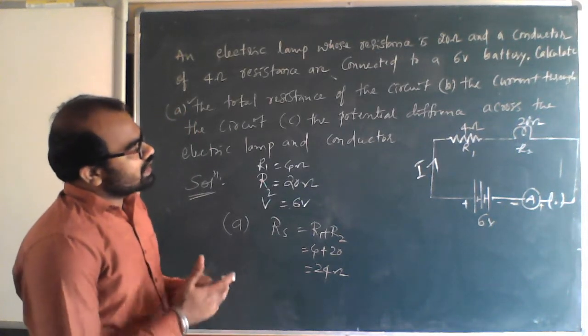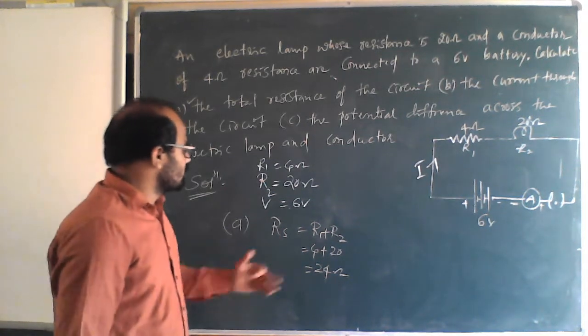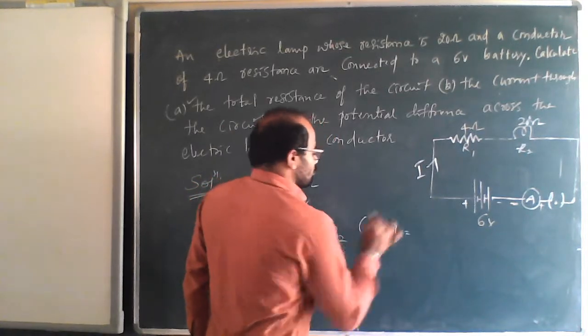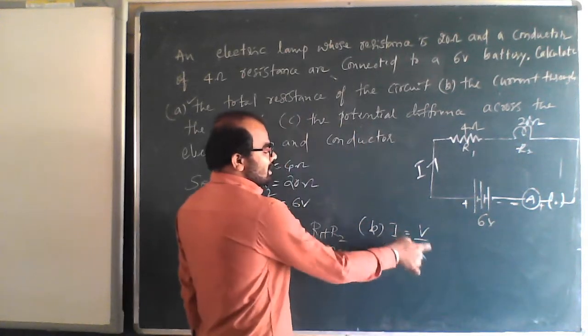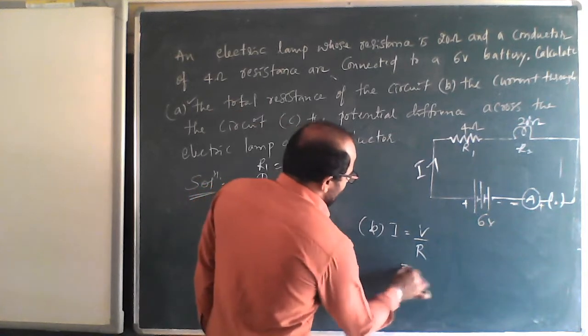So I need to find out the current through the circuit. Current through the circuit I is equal to V by R. How do we know that? V is equal to IR, so I should be equal to V by R.